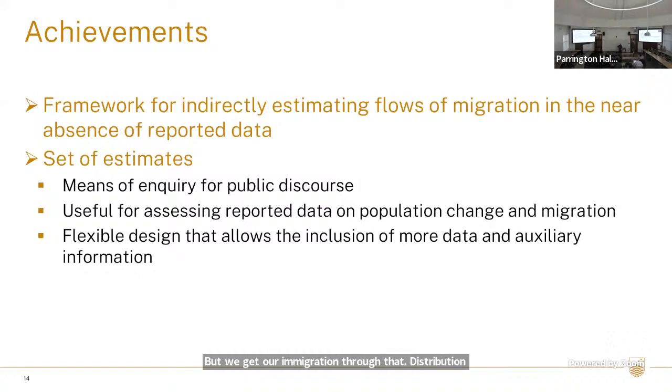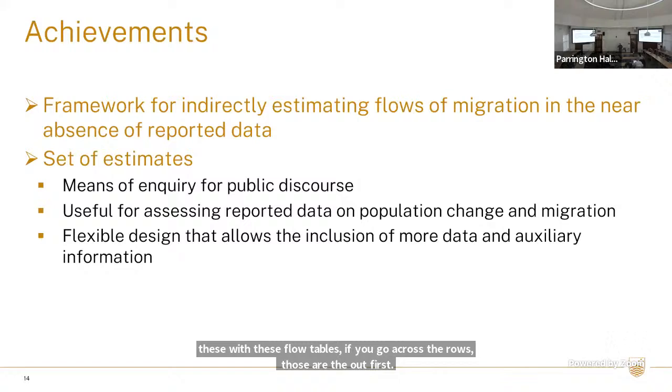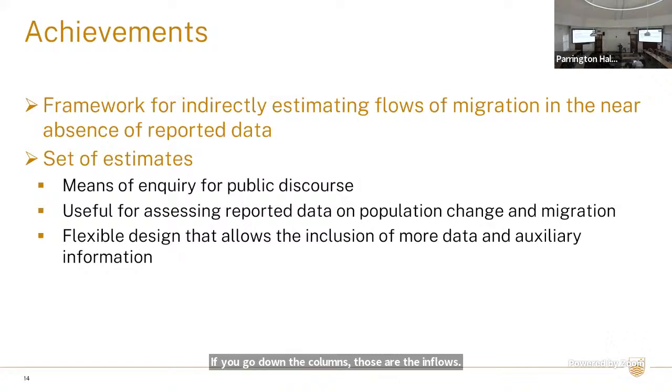So with these flow tables, if you go across the rows, those are the outflows. If you go down the columns, those are the inflows. That's part of the reason why I like these origin destination tables: you get that internal consistency. If you think about out-migration from a country, it's not just how many people are leaving, it's how many people are leaving and where are they going. And it's got to line up, so you get these checks with your tables that you don't get if you just model the ins and outs by themselves.